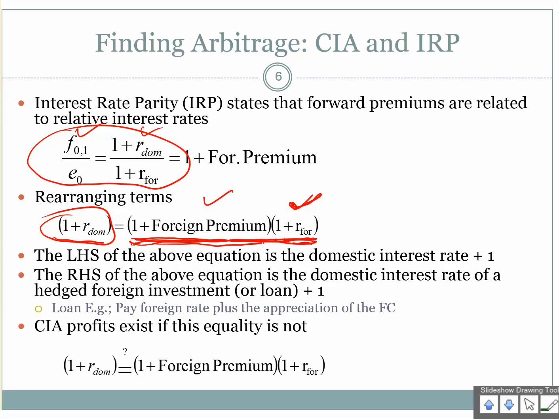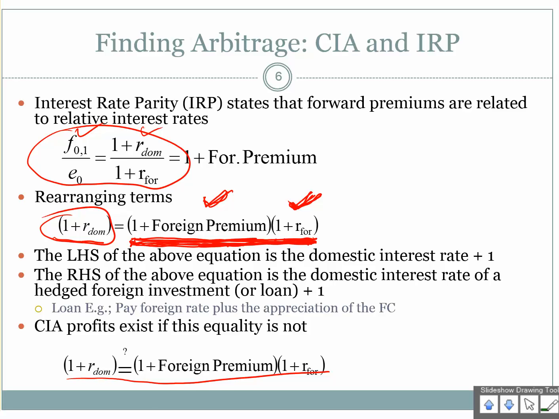However, if I were to, say, buy a Swiss bond, I would first buy the Swiss franc, invest in their bonds, get their foreign interest rate, and then when I get the proceeds of that bond, say next year, the Swiss franc in this example may appreciate. So in this case, the right side of the equation is the hedged return of a foreign investment. So it's either the hedged return of a foreign investment or the hedged cost of a foreign loan. And so this forward premium converts it into a dollar rate.